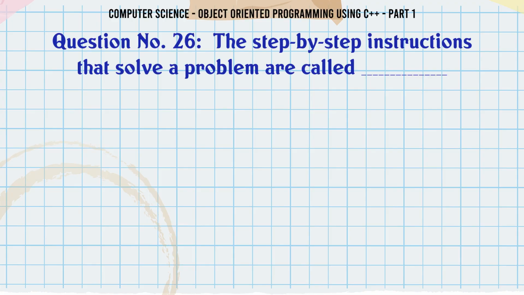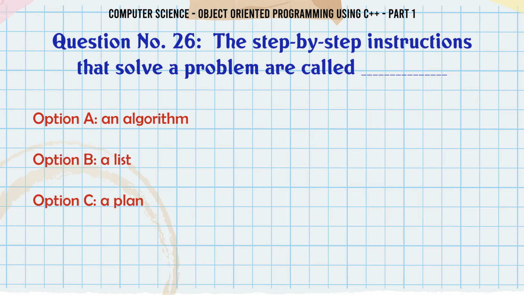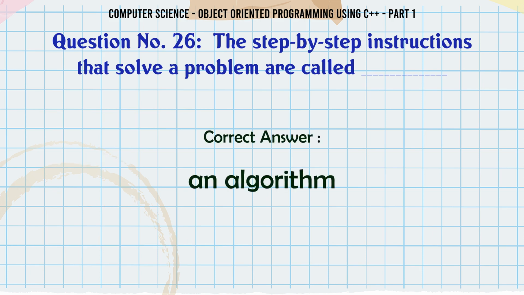The step-by-step instructions that solve a problem are called blank. A. An algorithm, B. A list, C. A plan, D. A sequential structure. The correct answer is an algorithm.